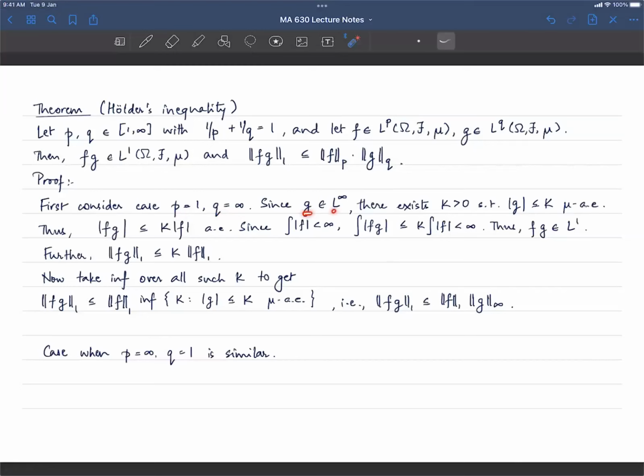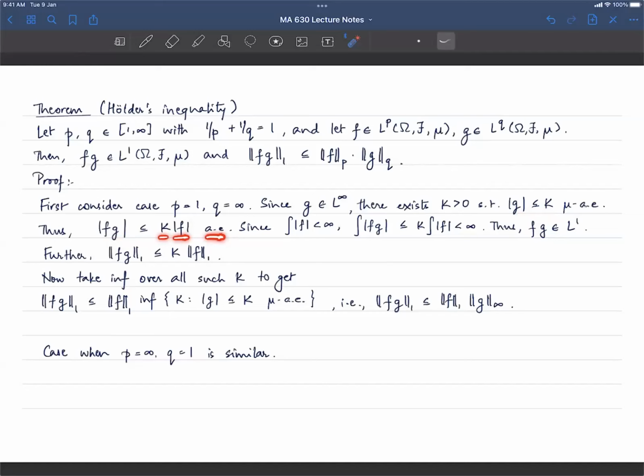All right, so since G is in L^infinity, you can find some number K greater than 0 such that mod G is less than or equal to K mu almost everywhere. And that is just by definition. Okay, so now what's going to happen? If I look at the absolute value of FG, that is going to be less than or equal to K times the absolute value of F almost everywhere. The reason is that the absolute value of FG is the absolute value of F times the absolute value of G, and the absolute value of G is less than or equal to K almost everywhere.